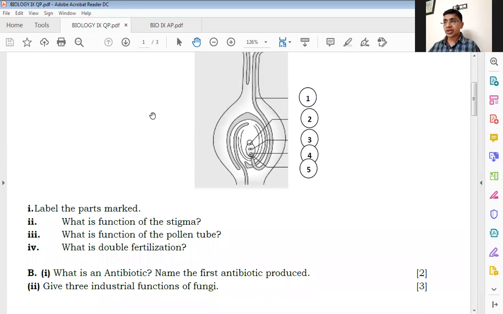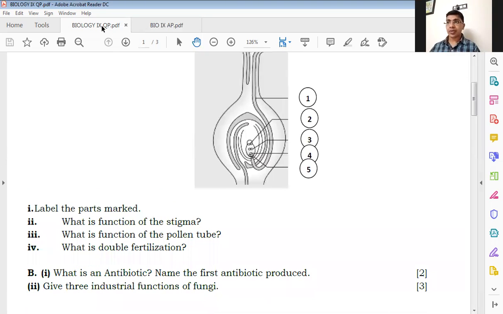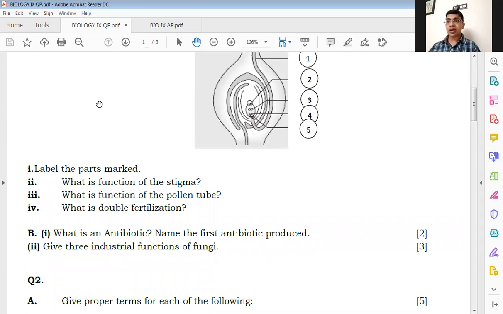The second question is, what is the function of stigma? Whenever you talk about the function of stigma, it is the upper sticky part of the pistil, right? So stigma serves as a landing place for pollen grains. That is a place where pollen grains land, and then they will germinate into a pollen tube. Let's go to the third question.